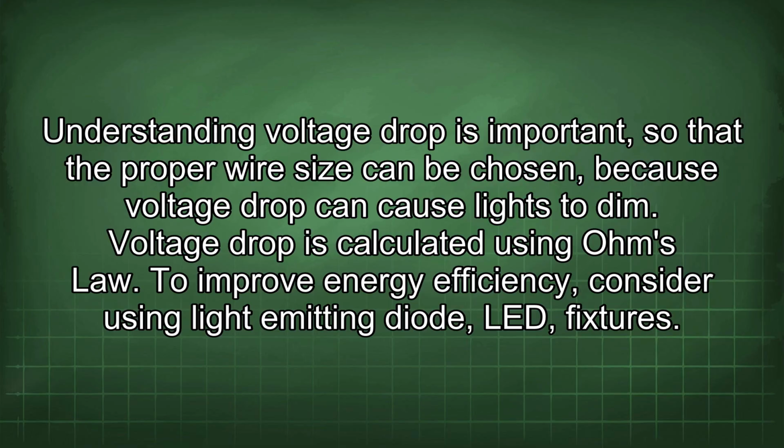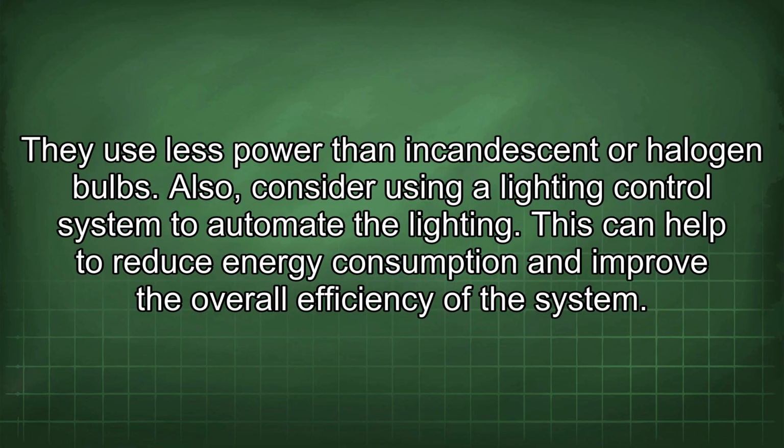To improve energy efficiency, consider using light-emitting diode, LED, fixtures. They use less power than incandescent or halogen bulbs. Also, consider using a lighting control system to automate the lighting. This can help to reduce energy consumption and improve the overall efficiency of the system.